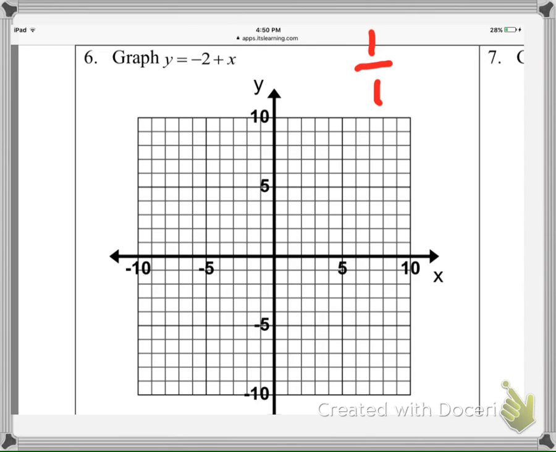So let's put the point negative 2 on there. Can do better than that. There we go. And then let's go up 1 and over 1. We'll do it a couple times, and we could also go down 1 and to the left 1. And then we'll draw our line. So our y-intercept was negative 2. Yep, negative 2. Our slope was 1, up 1 over 1. Yep, looks good.